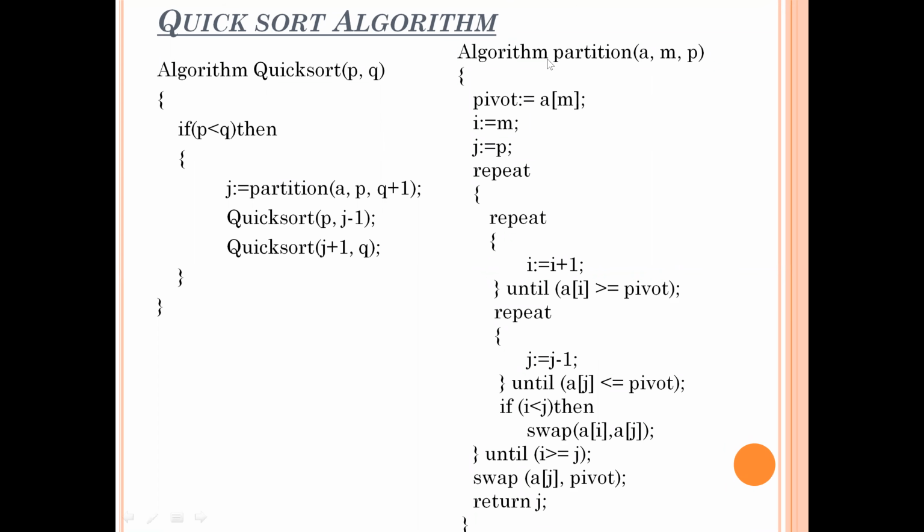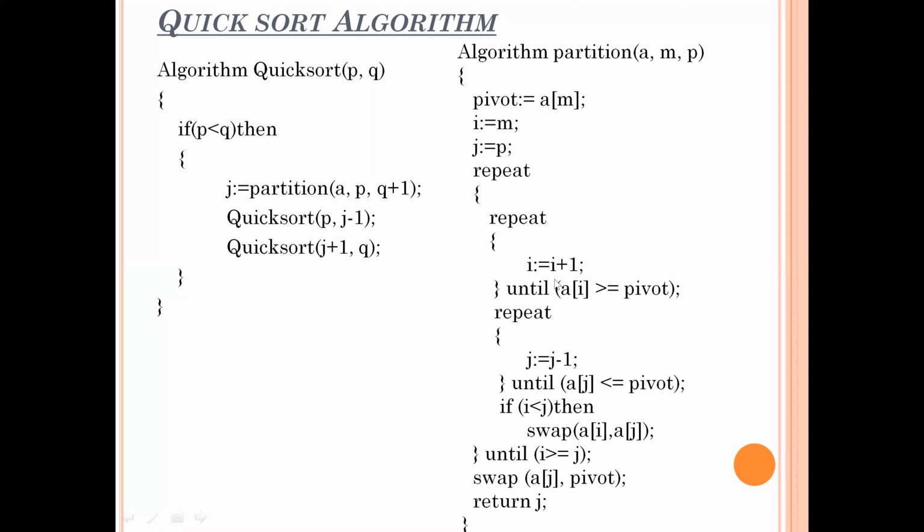So now we will see the partition algorithm. Here pivot is equal to A of M. Here M is 1. So here we have sent 1 and N plus 1, and J is equal to this, so it is N plus 1. So now you are giving the repeat loop. This process is done repeatedly, and you are giving one loop for I and another loop for J.